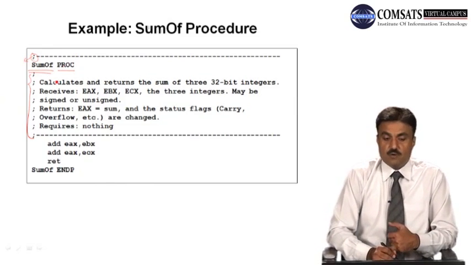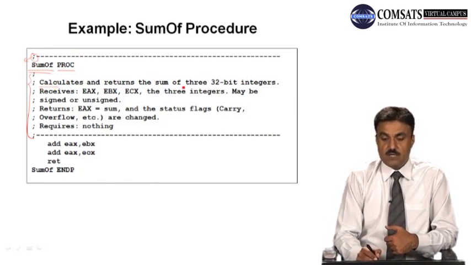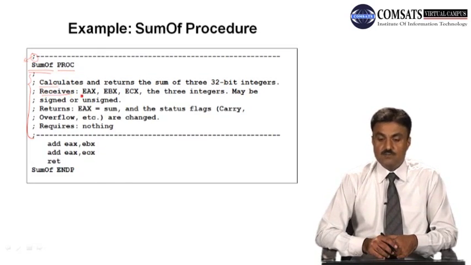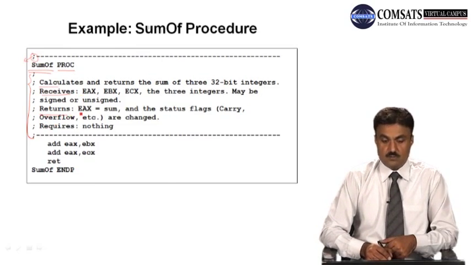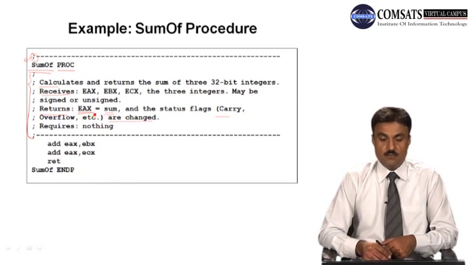So here you can see what we documented: calculates and returns the sum of three 32-bit registers. What does it receive? It receives EAX, EBX, ECX, the three integers, and they may be signed or unsigned. Returns EAX, so the return value is inside EAX. What is inside EAX is the sum, and the status flags, carry and overflow, etc., are changed. So this is the description of what it does when we return.